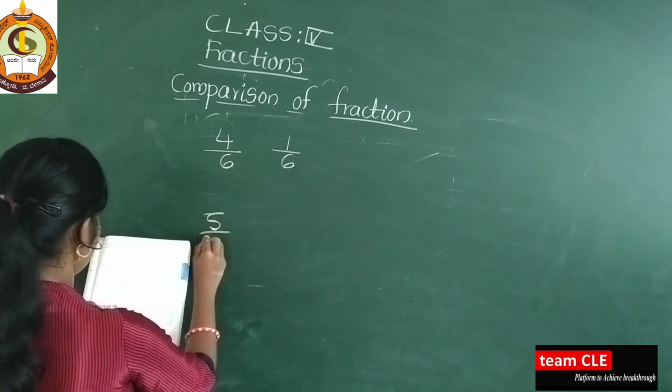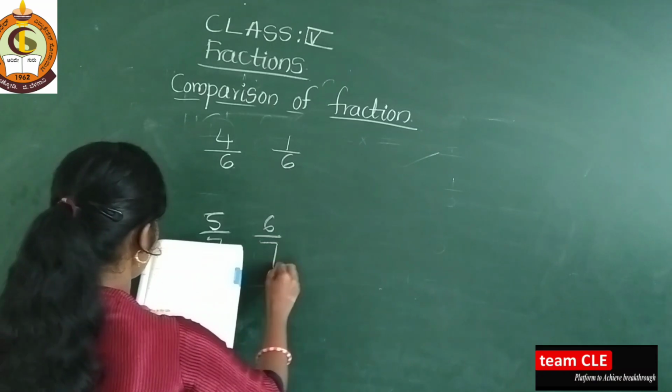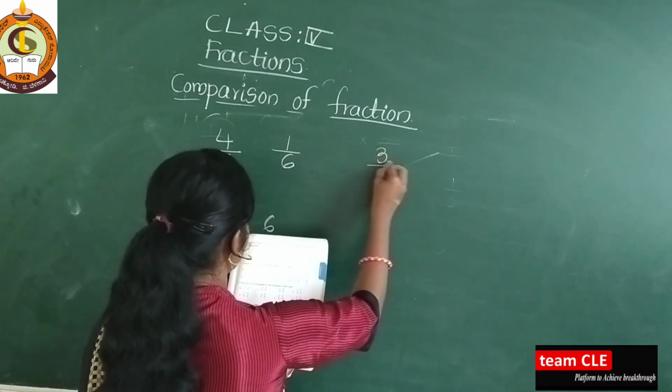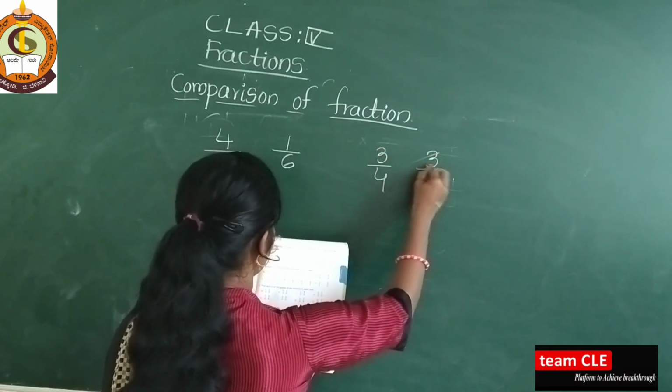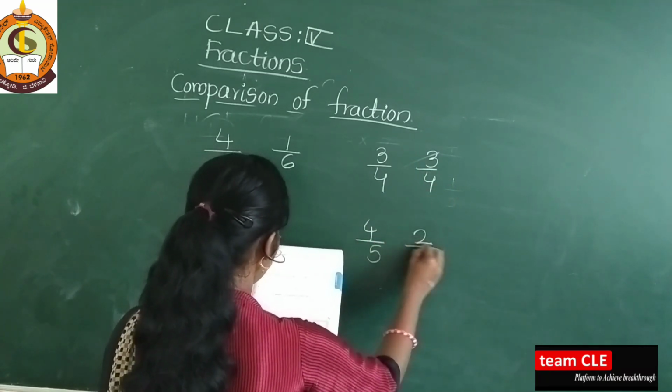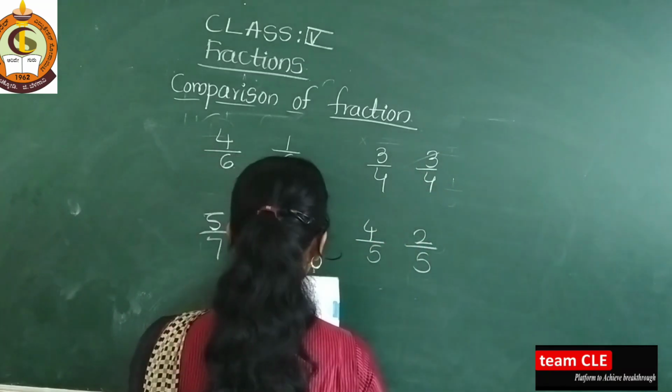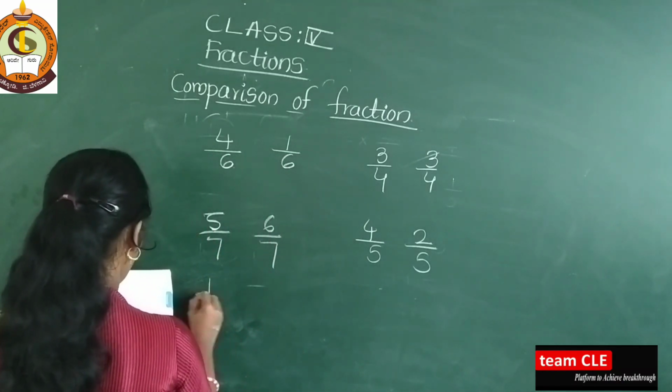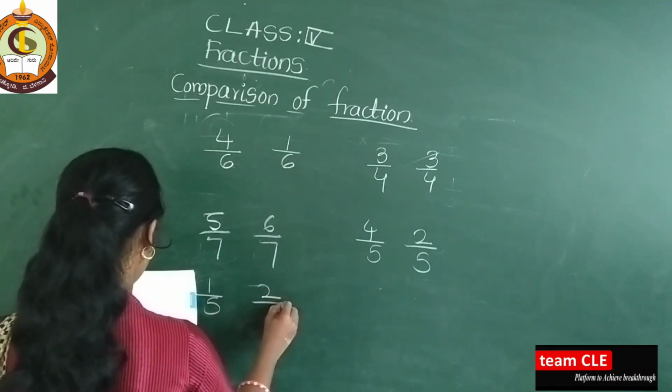5 by 7, 6 by 7. Okay, 3 by 4, 3 by 4. Again here 4 by 5, 2 by 5. Okay, so I will take one more example here, 1 by 5, 2 by 5.